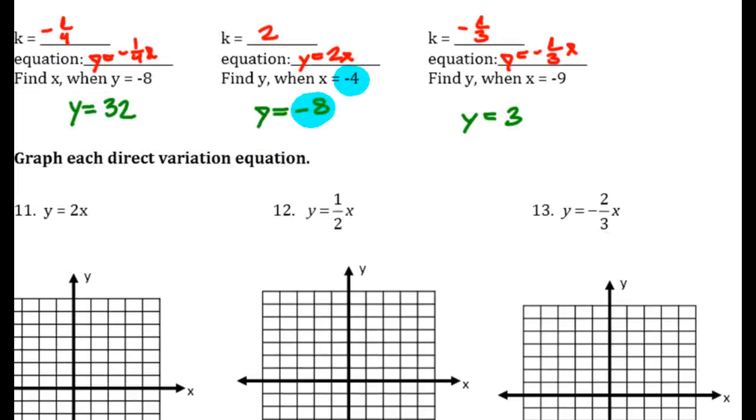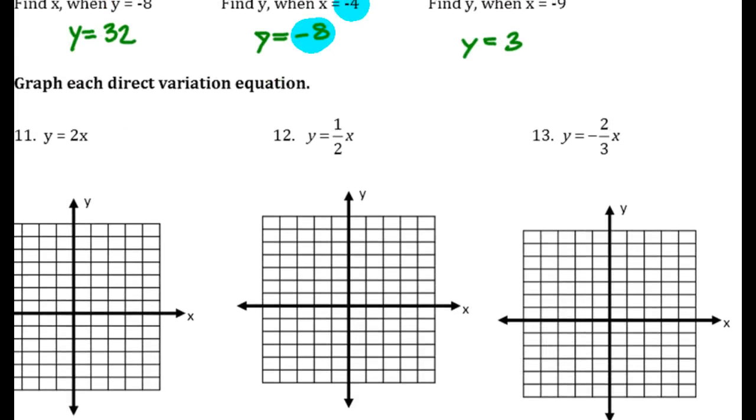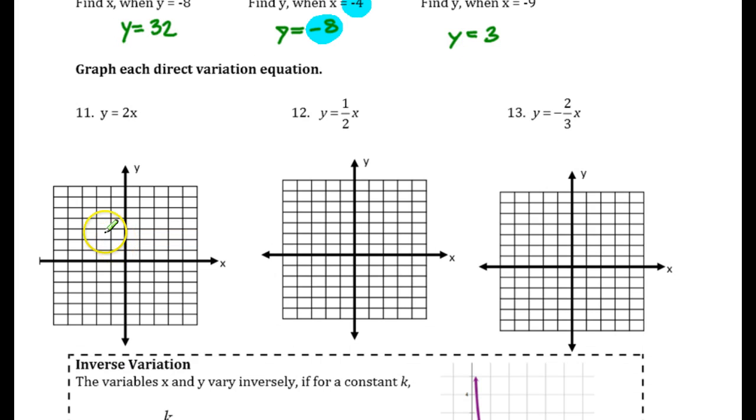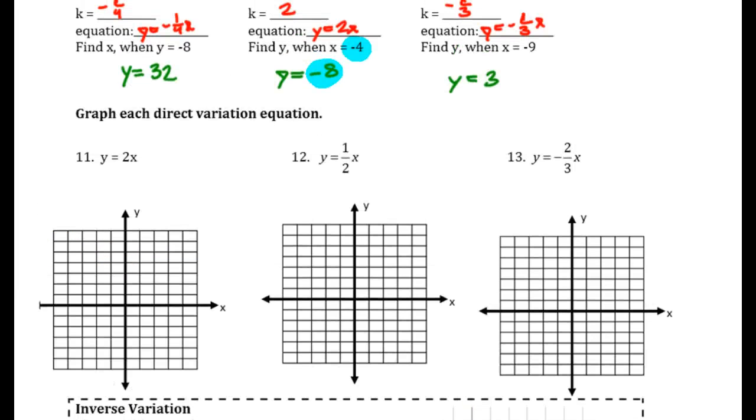Okay? All right, but now let's take a look at some graphing. Now here's really the most important thing you have to remember. Direct variation. It's a straight line all the time, and it always goes to the origin. If it doesn't do those things, it's not direct variation.